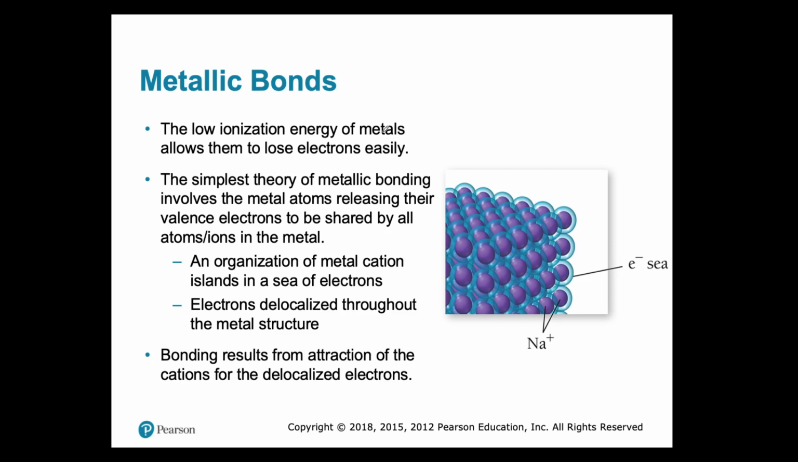And so when we have a whole bunch of metals together, they're all sharing their electrons with each other. And so now what you have is this thing called an electron sea. It's an electron sea.